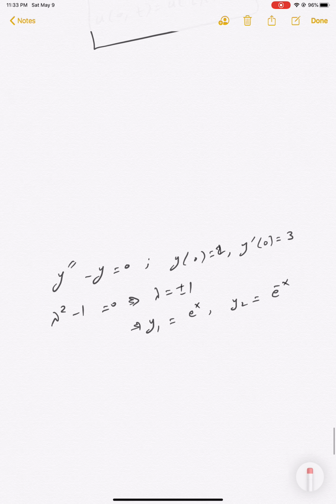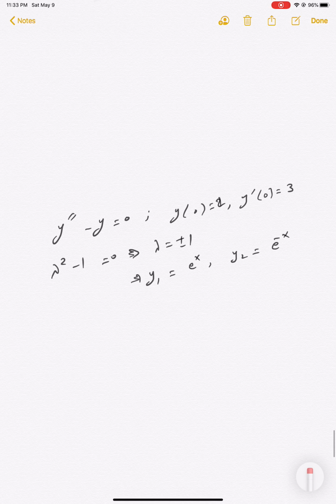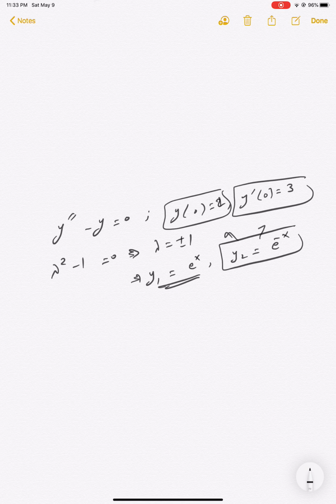Now, in the case of a second order differential equation, it's way simpler than that. We just have two solutions. But if you look at the first solution, it doesn't satisfy either condition, right? The second solution does not satisfy either condition. So we're not saying we don't have a solution. At this stage, we say, okay, we have a general solution, which is C1 times y1 plus C2 times y2. And then we find C1 and C2 to satisfy these conditions.